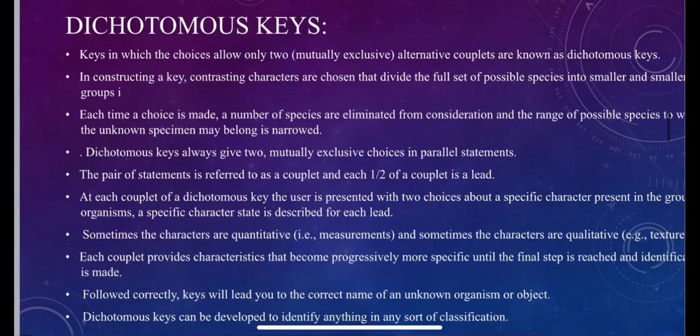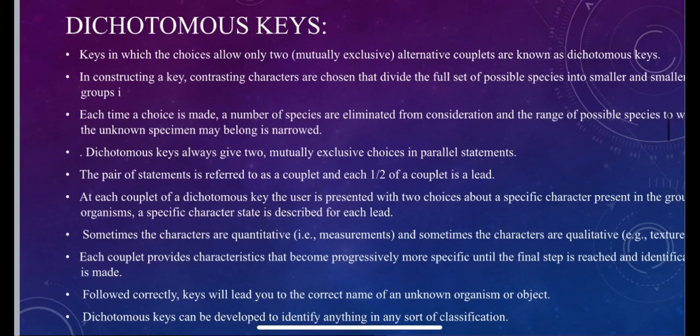The next one is dichotomous keys. Keys in which the choices allow only two alternative couplets are known as dichotomous keys. In constructing a key, contrasting characters are chosen that divide the full set of possible species into smaller and smaller groups. Each time a choice is made, a number of species are eliminated from consideration and the range of possible species to which the unknown specimen may belong is narrowed.